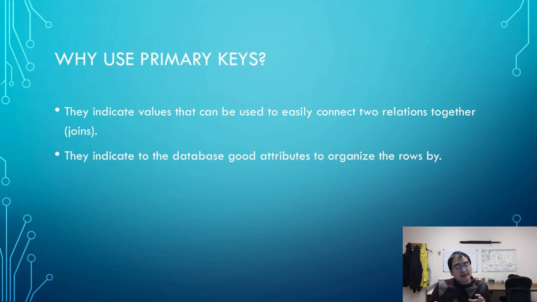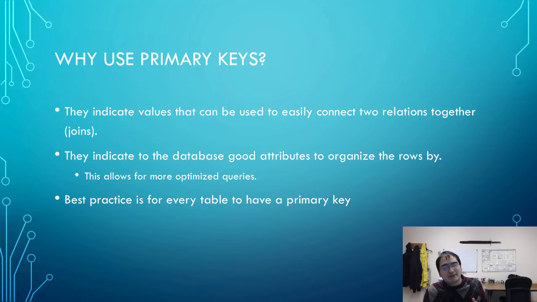They also indicate to the database, hey, I'm often going to be caring about this primary key row. It might be a good idea to sort the rows or to organize the table according to primary key. Once again, this is a sort of optimization we'll be coming back to. And so if you specify to the database, hey, this is a primary key column, you can actually get faster queries. And so the best practice when working with tables is usually that every table should have some primary key.